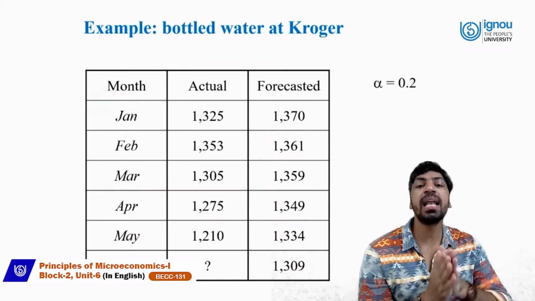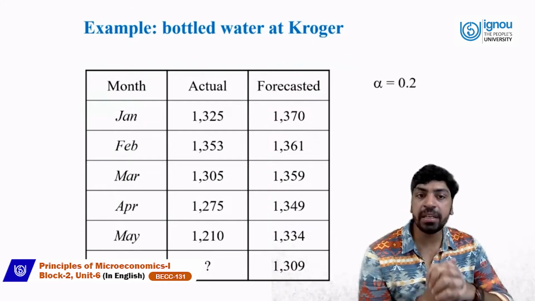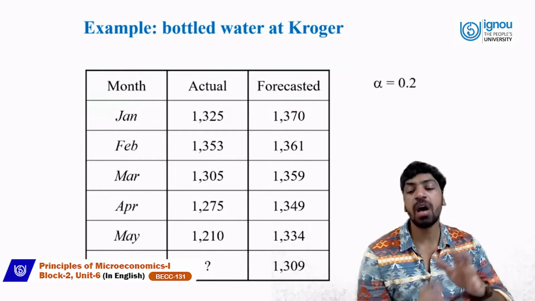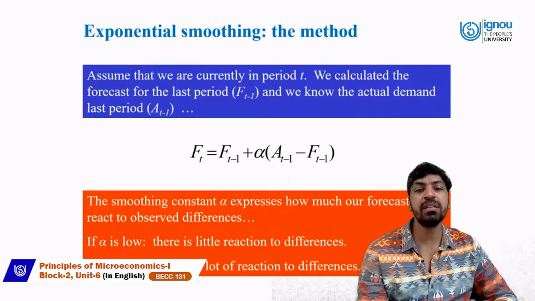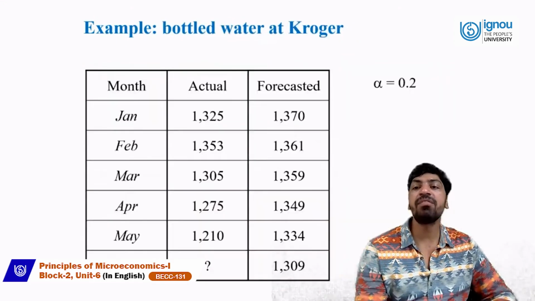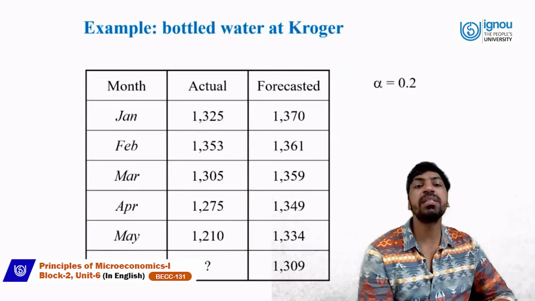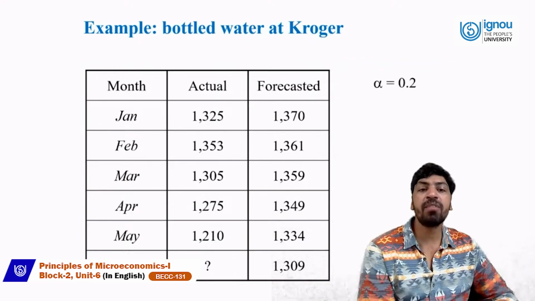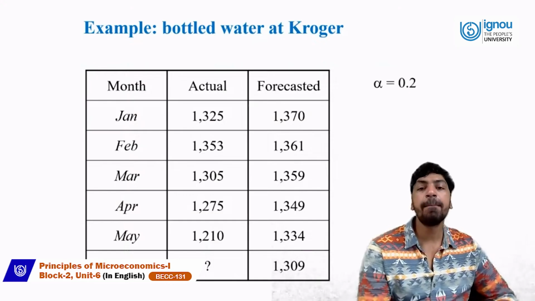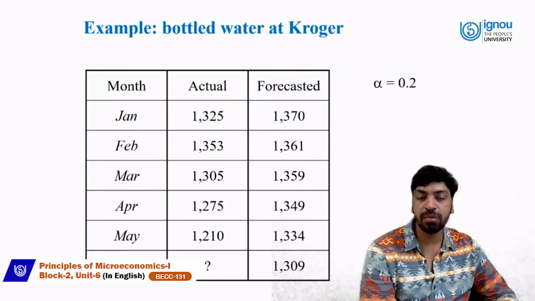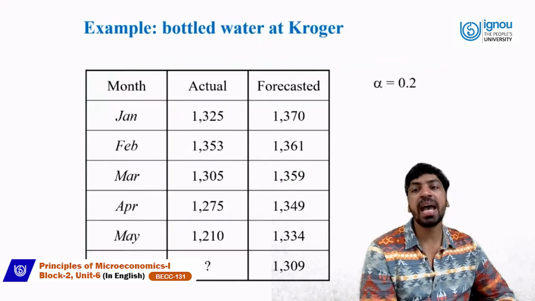Now we need to calculate the forecasted value of the February month. So how to calculate? This is the given forecasted value. You need to calculate first alpha. Alpha is already given as 0.2. The actual value is 1325 minus 1370, and then you multiply with the alpha.